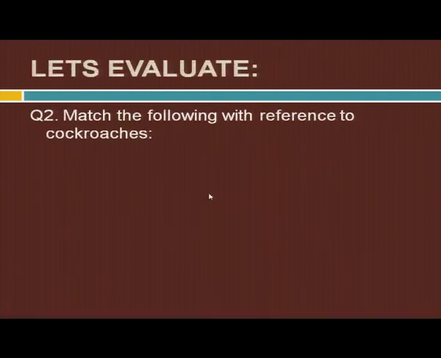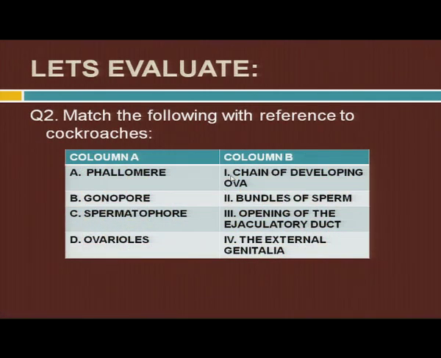Next question. Match the following with reference to cockroaches. So, column A is giving phallomere, gonopores, spermatophore, ovarioles, and column B is giving chain of developing ova, bundles of sperm, opening of the ejaculatory duct and the external genitalia. Try solving this.